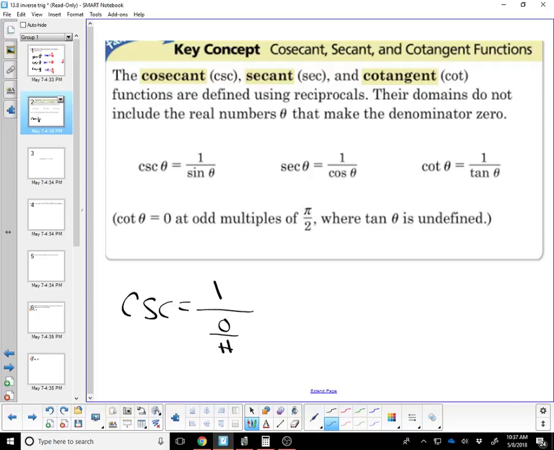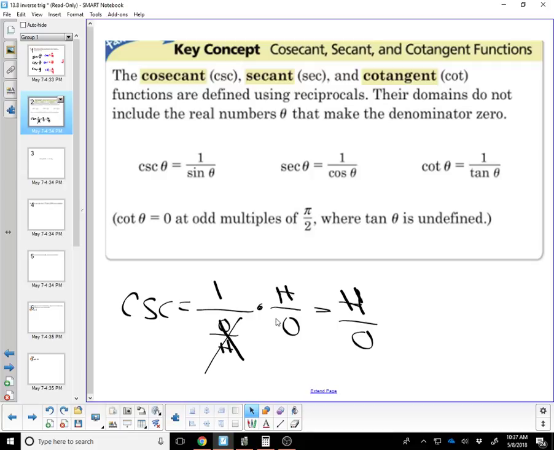Sine would be opposite over hypotenuse. But what happens is you multiply by the reciprocal, which is hypotenuse over opposite. That's gone. 1 times h is h. And then 1 times o is o. So again, there's your definition one more time. Okay? You can do that for all three of those.